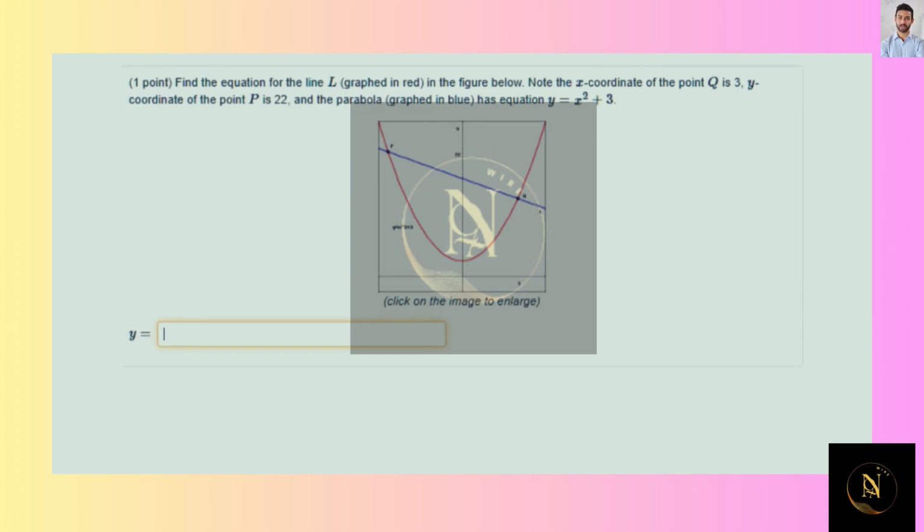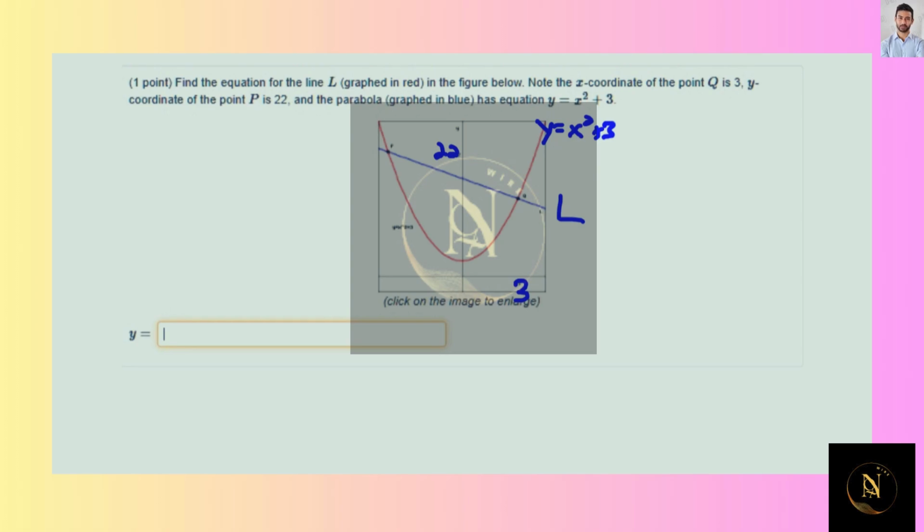We want to find the equation for the line L, which looks blue on mine. I think the colors get switched around, but this is L, and the x-coordinate of point Q is 3, and the y-coordinate of point P is 22. And the parabola, which I see as red, but that's the U-shaped one, is y equals x squared plus 3. We want to find the equation for line L.